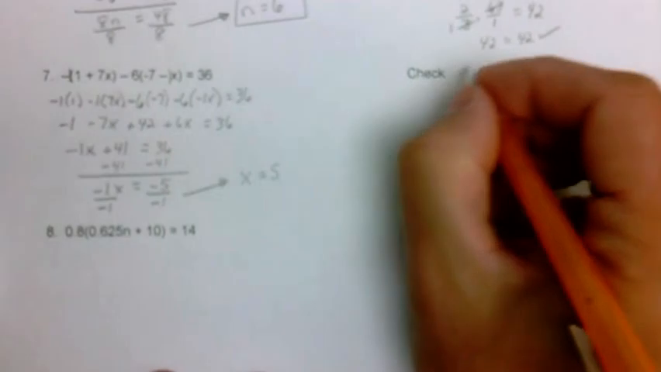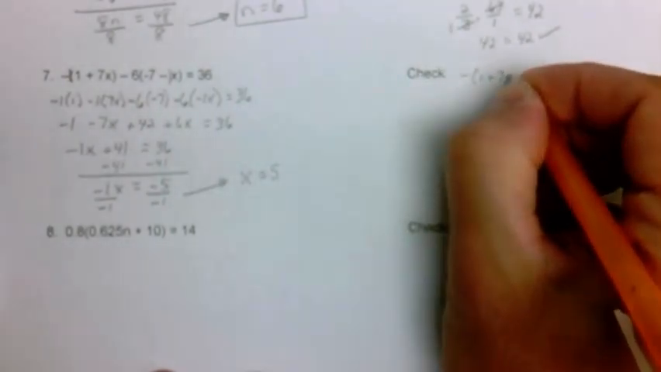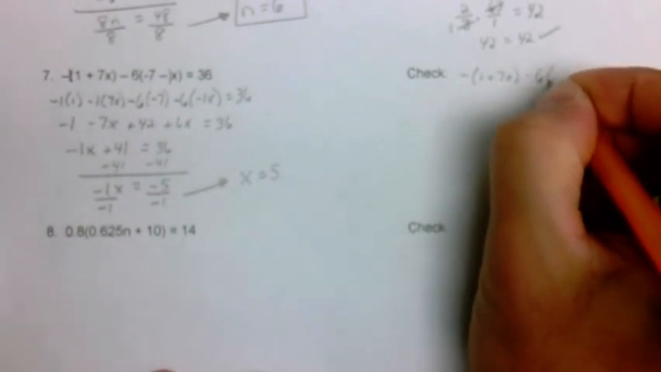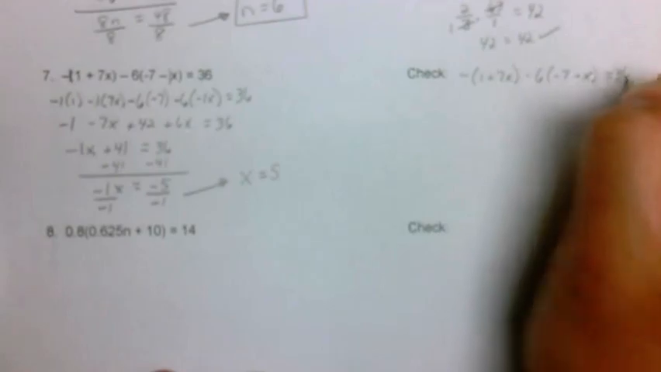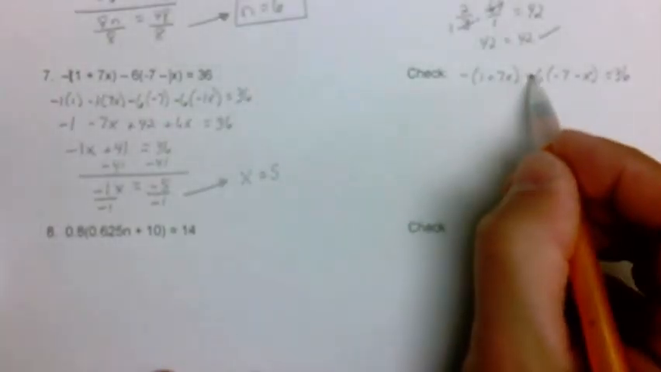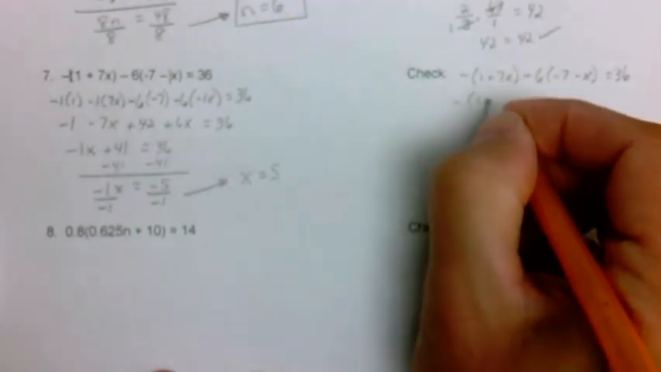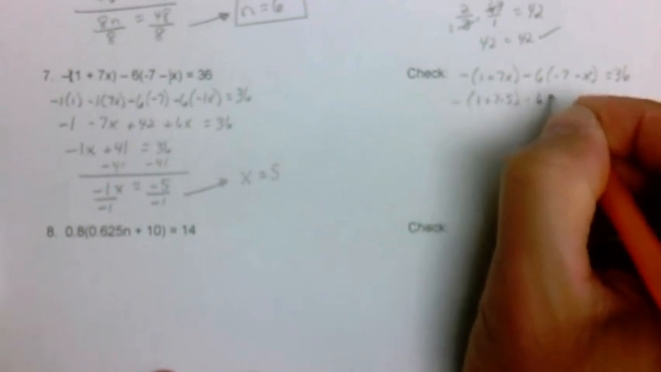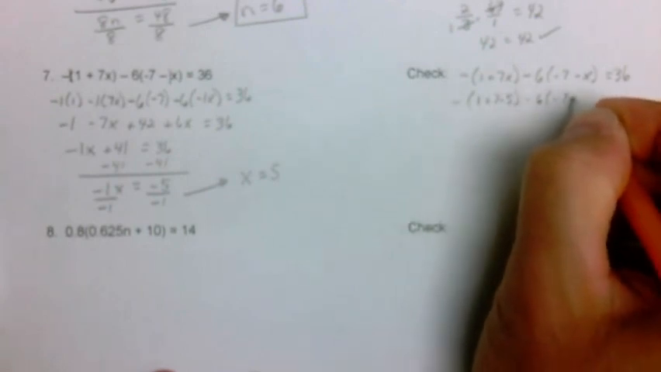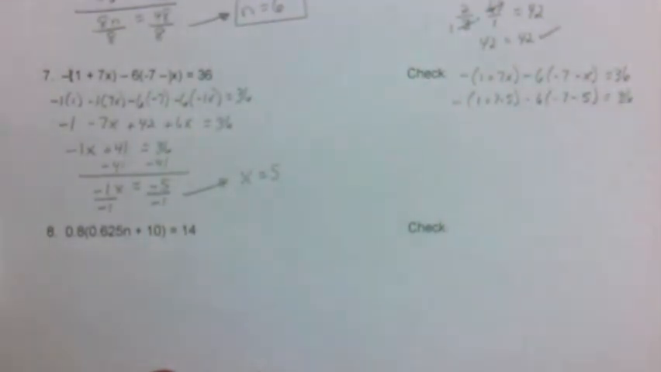Make sure with your check, negative in parentheses, 1 plus 7x minus 6 times in parentheses negative 7 minus x equals 36. And now replace every x with a 5. Negative 1 plus 7 times 5 minus 6 times negative 7 minus x, which is 5, equals 36.